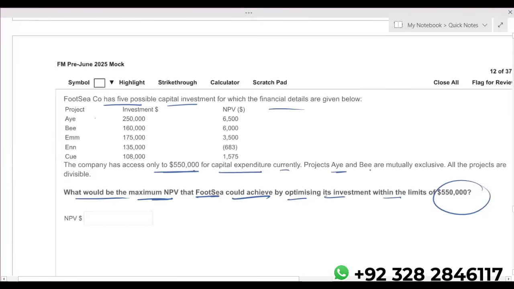Project A and B are mutually exclusive. Student, recall the concept: mutually exclusive means rule of OR. It means I can opt for any one of them. If A comes, B cannot come in that project mix. If B comes, A cannot come because they both are mutually exclusive. Rule of OR. All the projects are divisible.